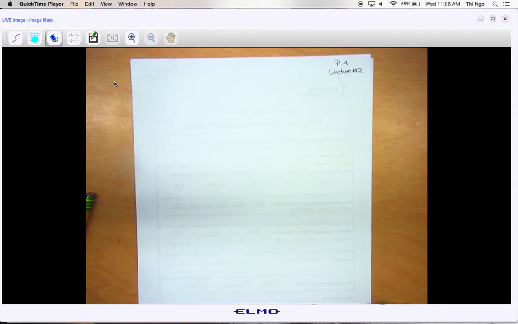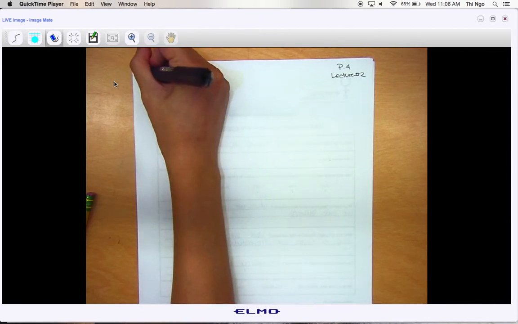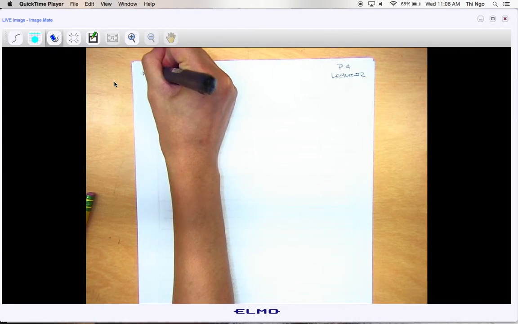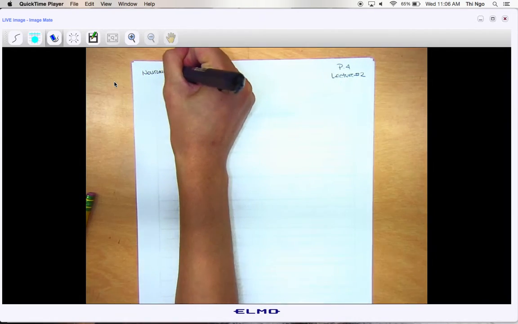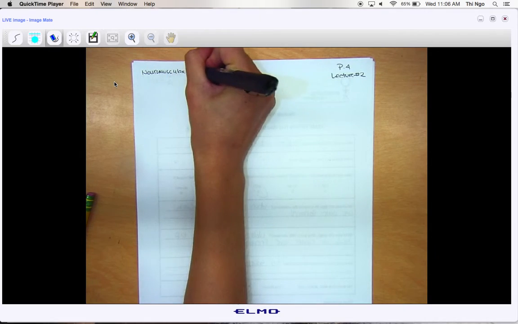What we're going to be drawing is called a neuromuscular junction.